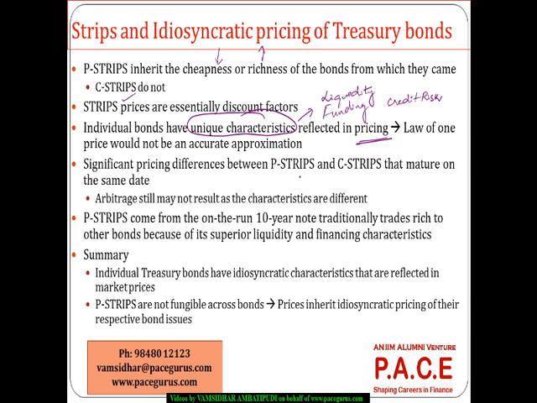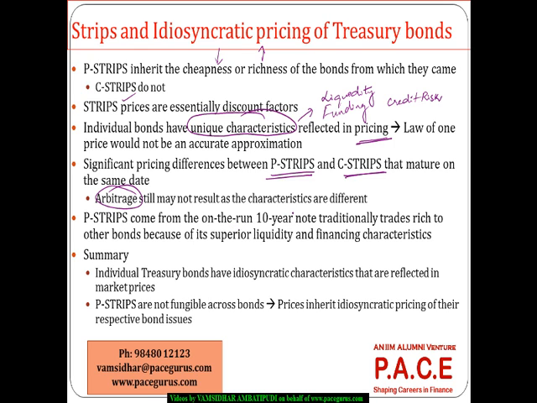And because of that, we see the C strips and P strips, though they are maturing on the same date for the last coupon and the principal, their prices are going to be different. But that doesn't mean I can take an arbitrage opportunity. Though the cash flows are the same, their risk characteristics are different. So I cannot get into an arbitrage opportunity on that.